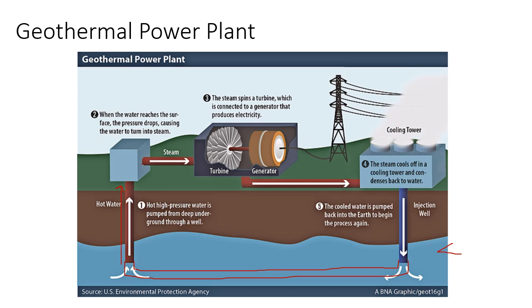That steam is going to be channeled through a turbine. The kinetic energy of the moving steam is going to power a generator, which generates your electricity. And then that steam is going to be cooled at cooling towers or cooling ponds or a condenser, and be sent back down to the injection well, where it can go through that entire process again.